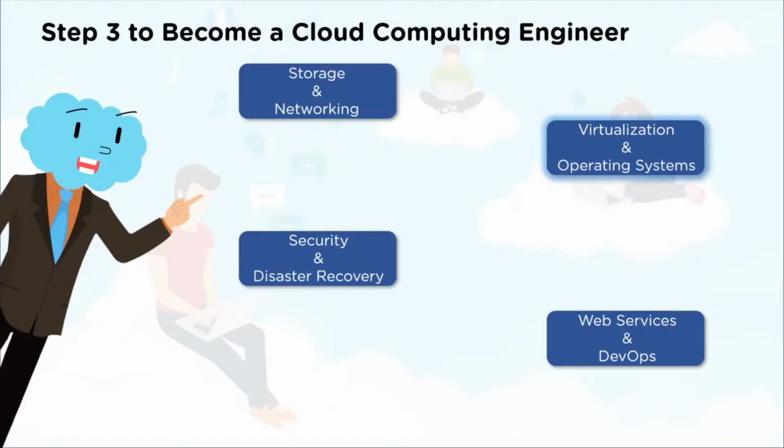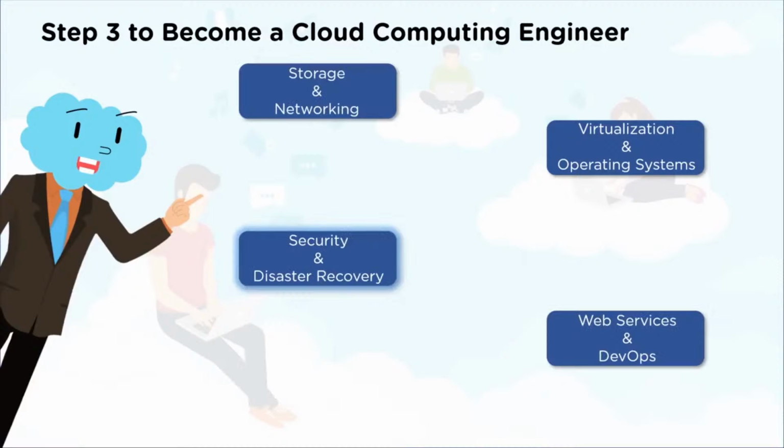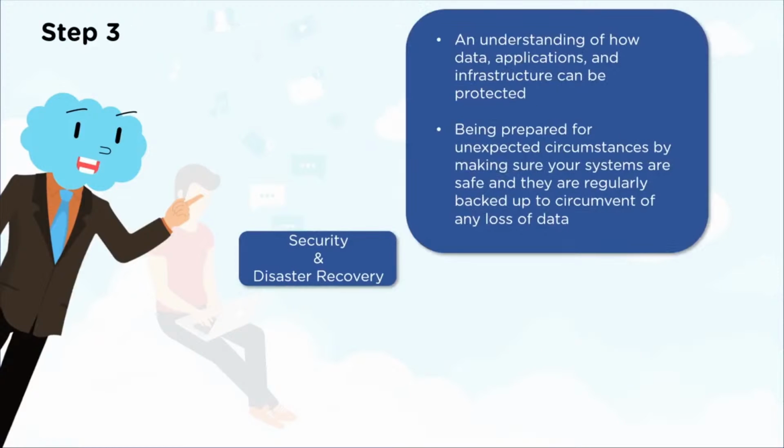Next up, we have virtualization and operating systems. With virtualization, you need to know how virtual networks, which are just a combination of different virtual machines, can be used to emulate different components in a particular system. With operating systems, you need to have a very strong understanding of operating systems like Windows and Linux. Next up, we have security and disaster recovery. You need to understand how data, applications, as well as infrastructure can be protected from malicious attacks. With disaster recovery, you need to be prepared for any unexpected circumstance by making sure your systems are always safe and are regularly backed up to prevent any sort of loss of data.